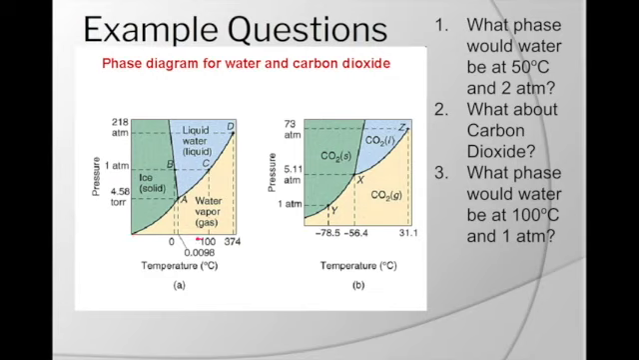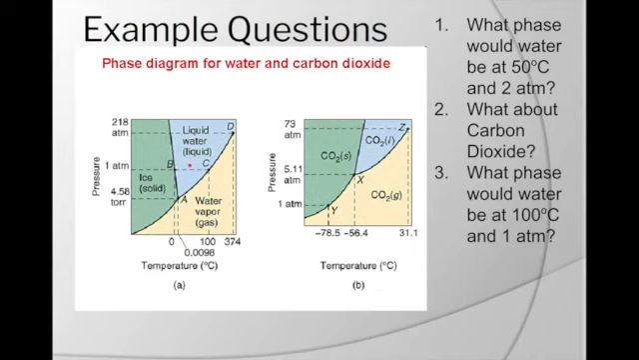Well, 50 is in between 0 and 100, so it'll be about right here. And then 2 atm. So we go up to 2 atm, which would be around here. It's in the blue, so that means it would be a liquid right here.